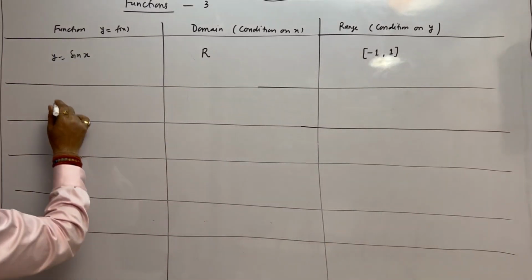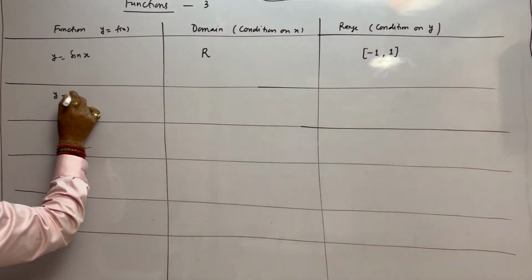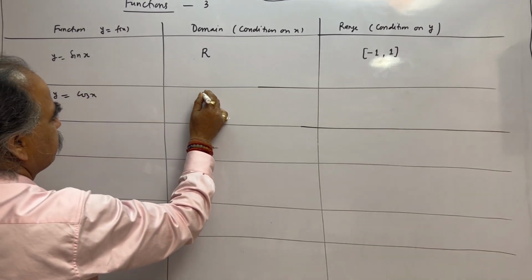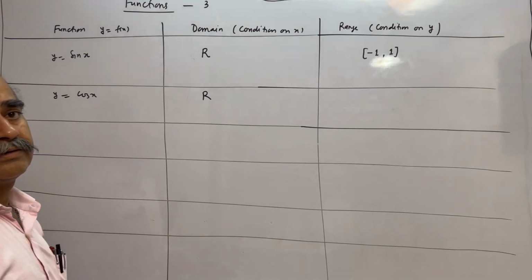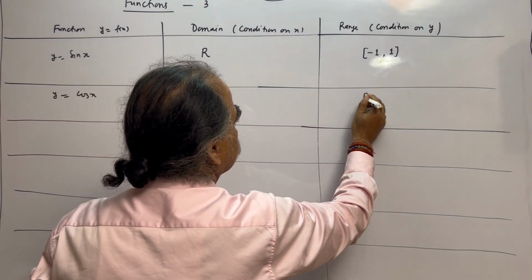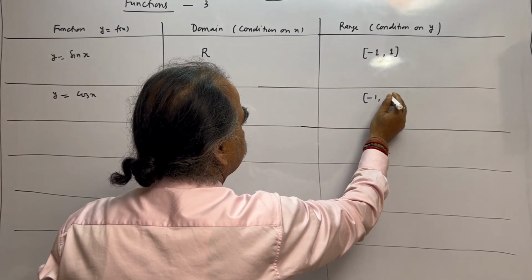Same way, y is equal to cos x. Again, domain is what? Entire real line. And range is what? Between -1 and +1.